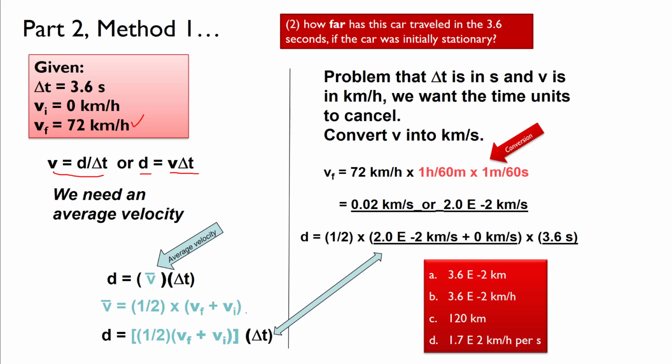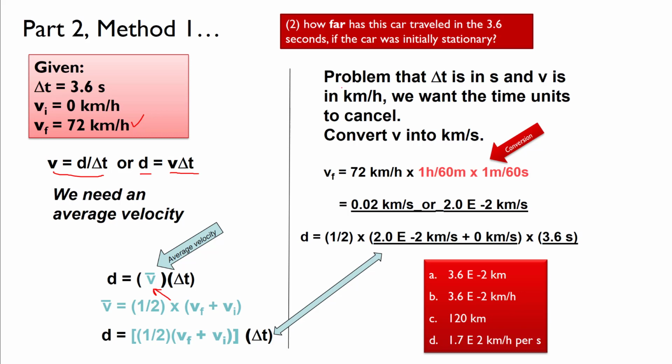This actually works out of the statistical argument for averages, which is we can sum our observations or add our observations together and then divide by the number of observations. Well, we're just going to use 2 observations and we're going to sum those together. Plugging this in for our average velocity, our relationship now becomes our displacement is 1/2 velocity final plus velocity initial times delta t.